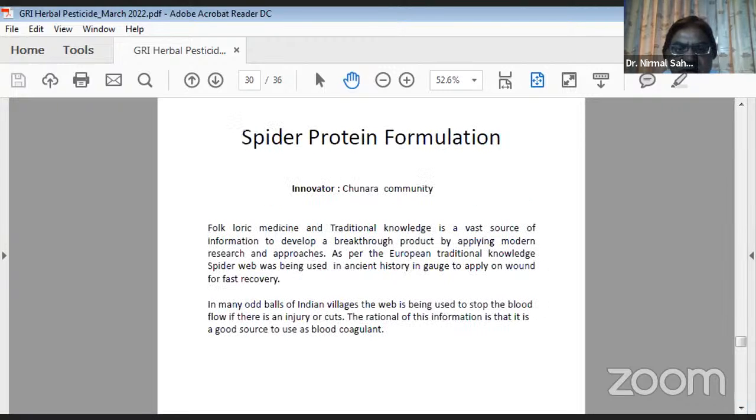I will show you some other slides. For the development of formulation, the important thing is on what basis you can select the practices. So these are some of the points which are important in general for almost all kinds of formulation.